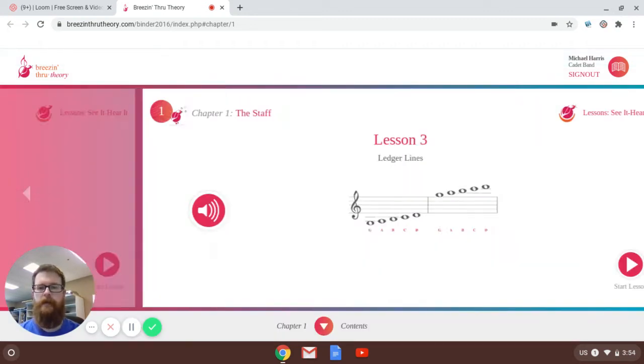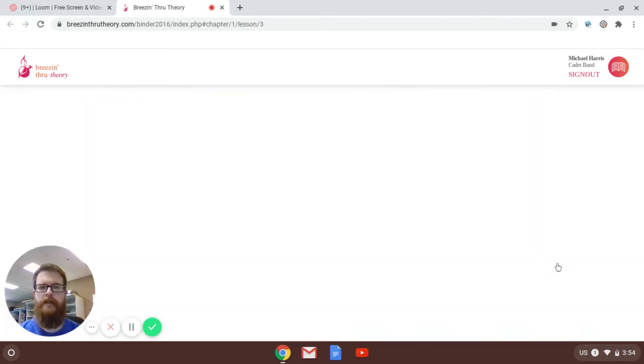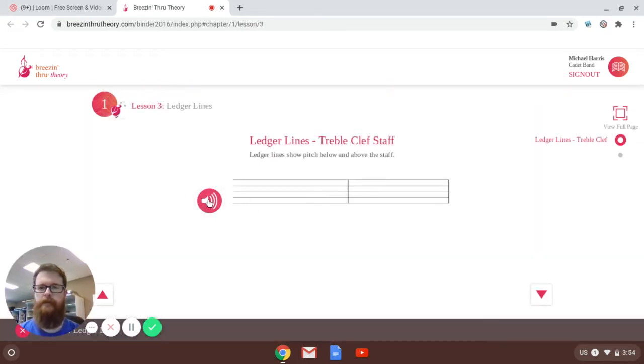Lesson 1.3 deals with a musical term called ledger lines. Let's learn a little bit more about ledger lines together. For notes higher or lower than the 5-line staff, we use ledger lines to show their pitch. Here are the treble clef notes.